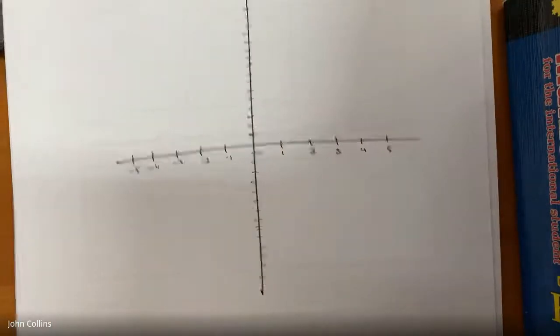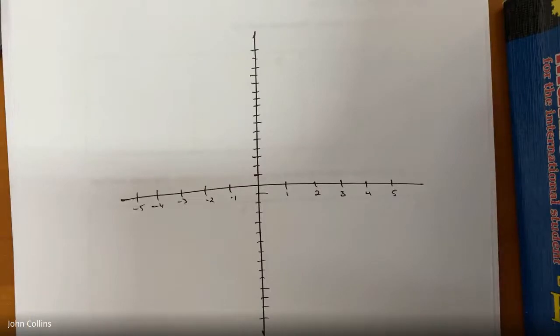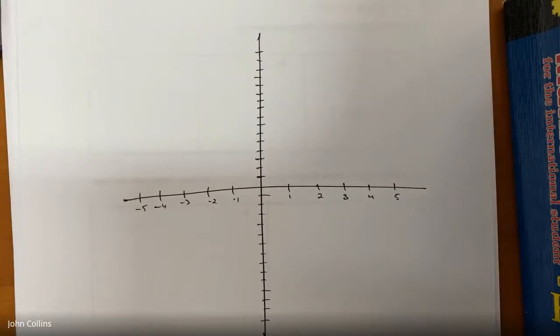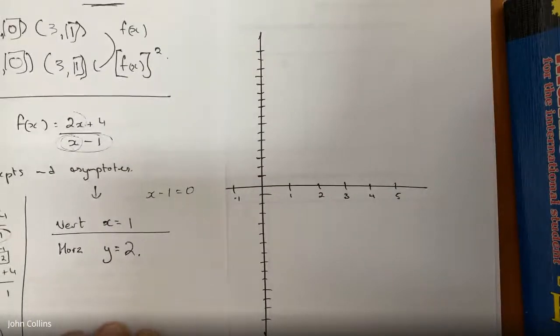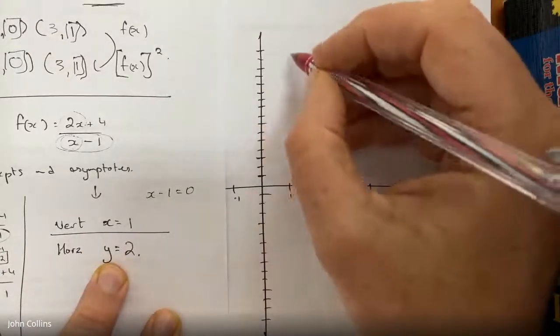Okay, so let's get this done nice and quick. First of all, I'm going to sketch out the rational function. I'm going to start off with its two asymptotes. So its asymptotes from earlier on, I found out to be x equal to 1 and y equal to 2. So x equal to 1 would be a line here.